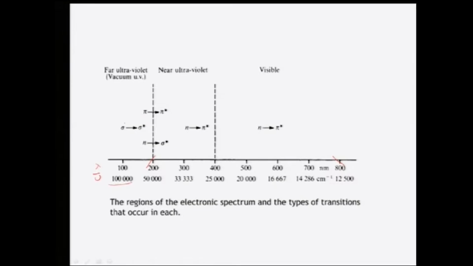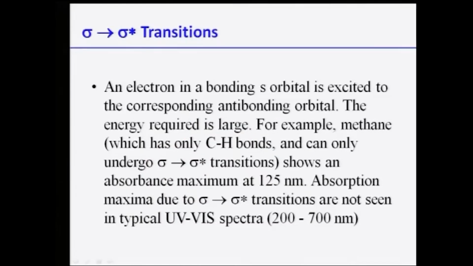At 200 you have pi to pi star and n to sigma star possible, at the 300 level is n to pi star, and in the very high visible range you can have n to pi star. So, if we use these wavelengths, we can determine these transitions very easily. Now, let me tell you about each of these transitions.